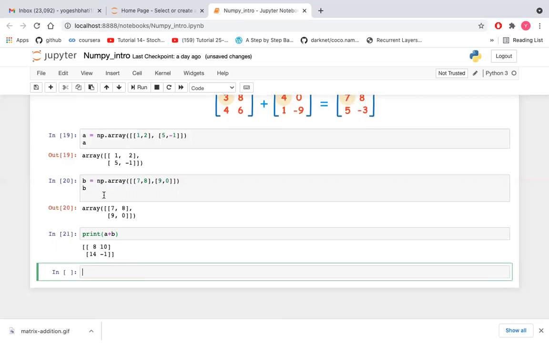This is the way we can do the operation of matrix addition. We will see more operations on matrices, like multiplication and power operation, in the next classes.